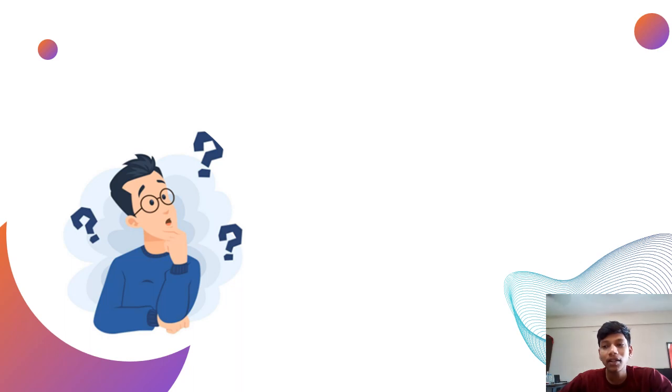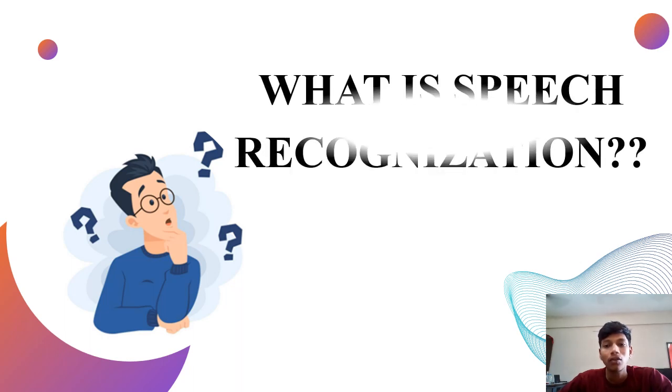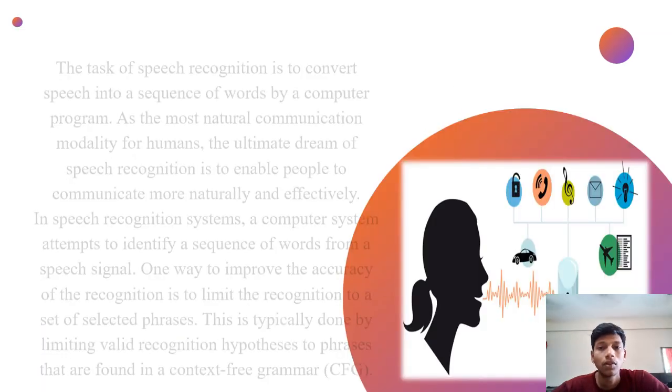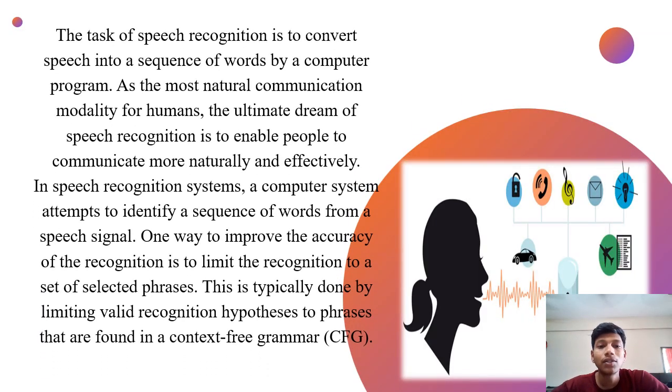Coming to speech recognition. What is speech recognition? Its task is to convert speech into a sequence of words by a computer program. Example, Google Assistant. It tries to identify a sequence of words from a speech signal, and this is typically done by limiting valid recognition hypotheses to phrases that are found in a context-free grammar.